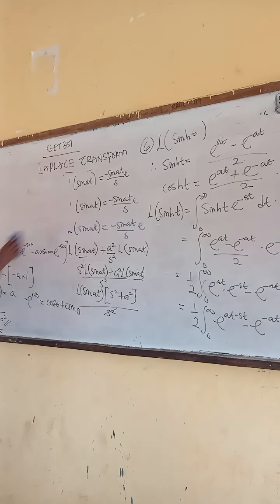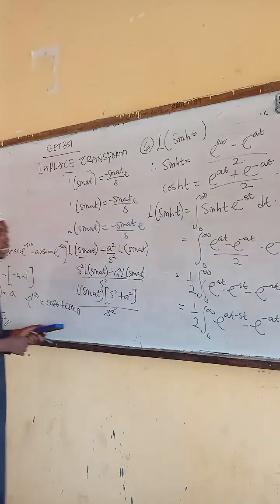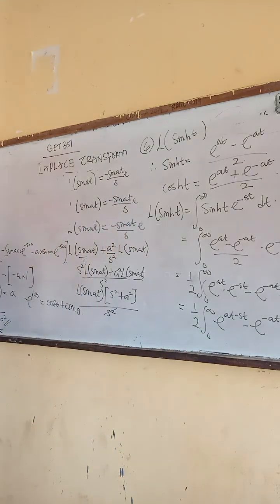Now from this place, I will have the Laplace of sine ht equals 1 over what? 1 over 2. I can write it as minus st plus at, right? Okay. Integral of minus st plus what? At. Is that not? Then minus integral of minus st minus what? At dt. I will now factorize what is common. So what is common now? T bar. So we have 1 over 2 integral from 0 to infinity.